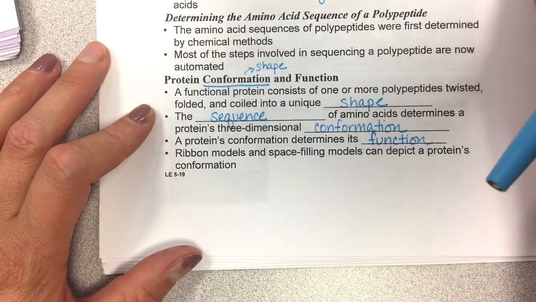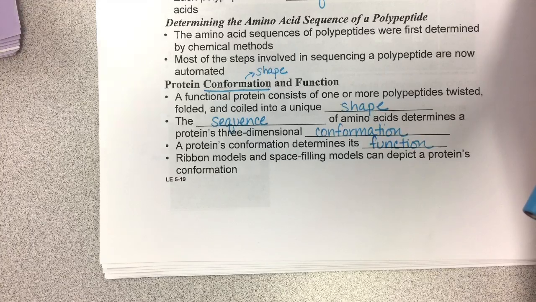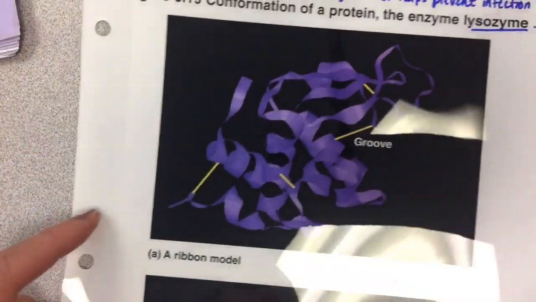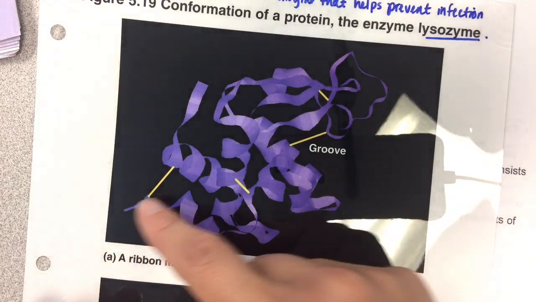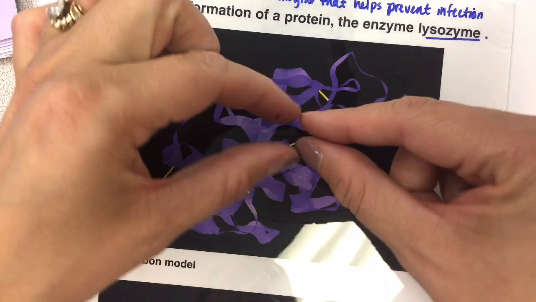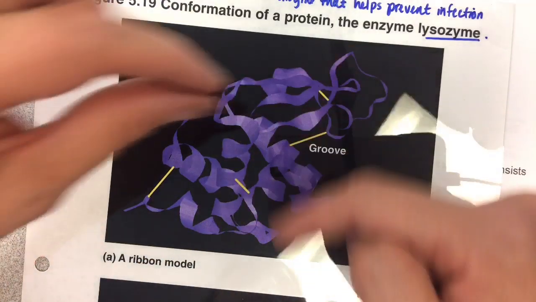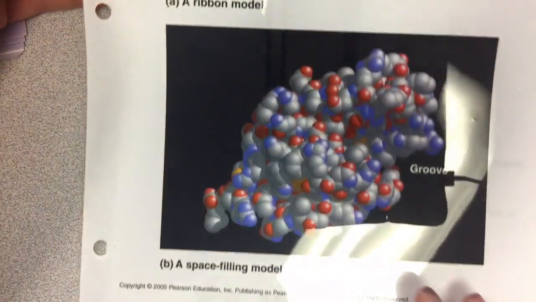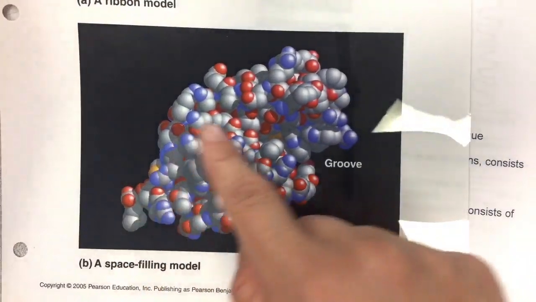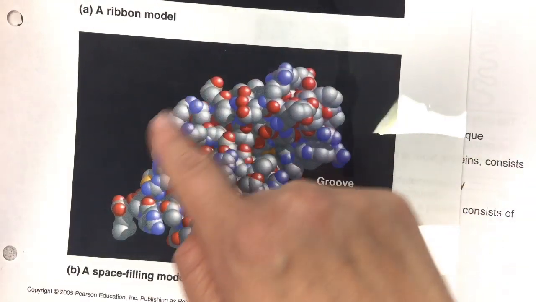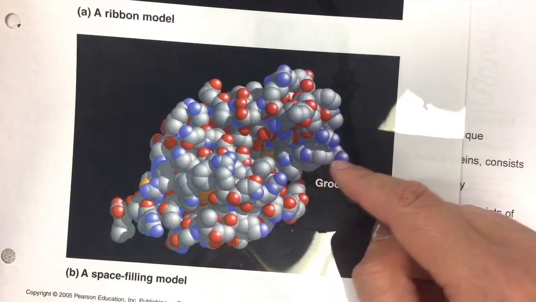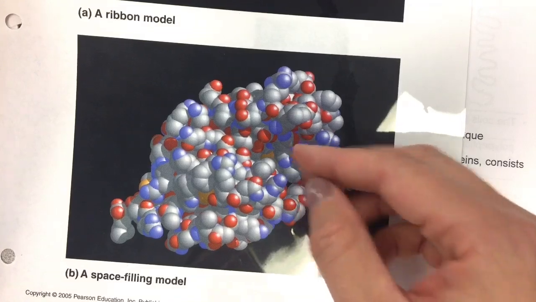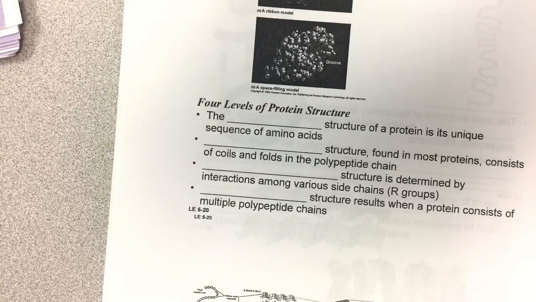We can look at ribbon models and space-filling models, which can depict a protein's conformation. Let's turn this over here. This didn't copy well on your picture, so I'm going to show you this. This is a ribbon model. The ribbon in purple is the chain of amino acids. The chain isn't just linear, but curves and bends to give the protein a three-dimensional shape. That's one way to show shape for a protein. This is called a space-filling model, where the balls are the different types of atoms and how they're bonded together. You can see overall that there's a little groove here. If this is an enzyme, this could be the spot where the substrate binds, so it has a specific shape.